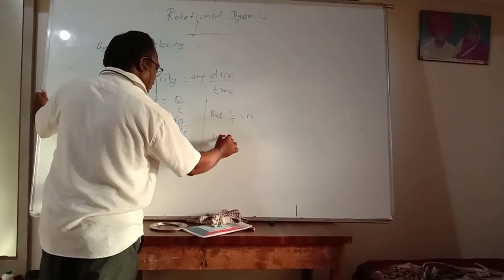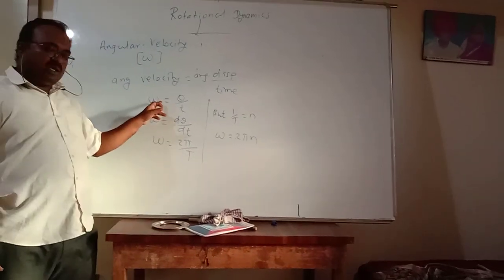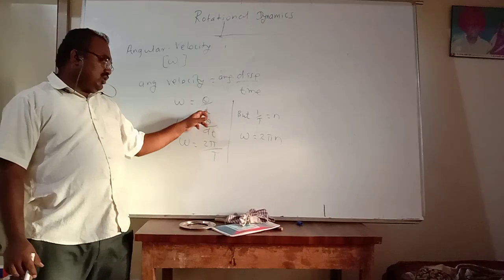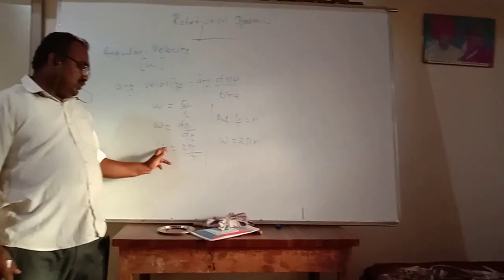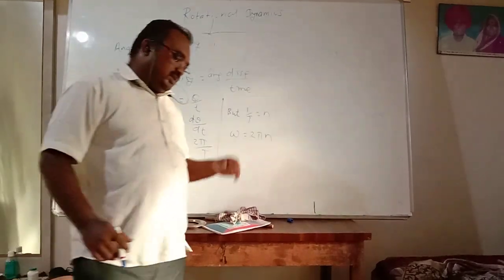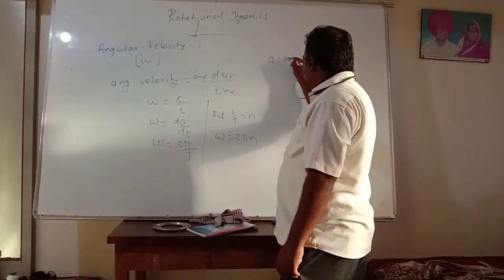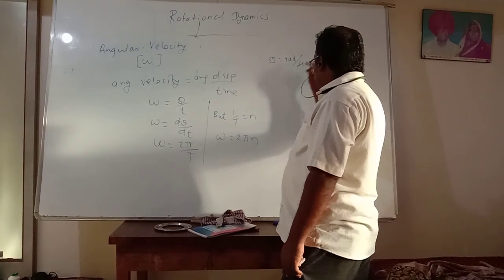So another formula for omega is 2 pi n. You have to remember all these formulae: omega equal to theta upon t, omega equal to d theta upon dt, omega equal to 2 pi by T, or omega equal to 2 pi n. Its SI unit is radian per second.